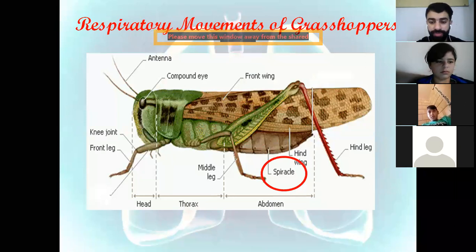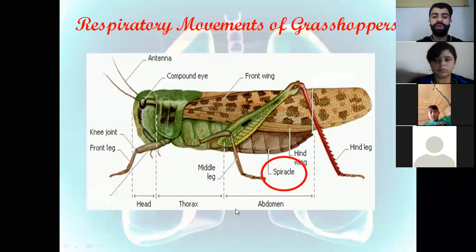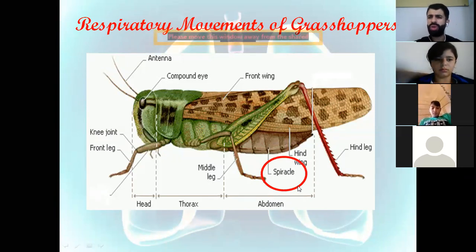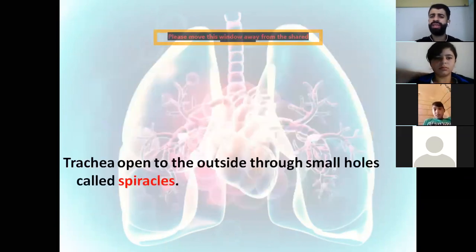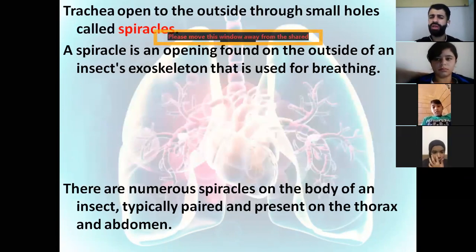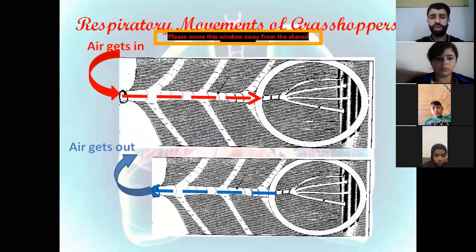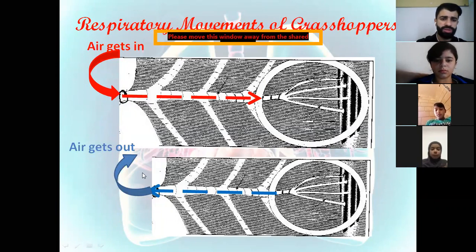So here, the spiracles are found in the abdomen region and in the thorax region, and they are used for breathing. So, about the respiratory organ in insects, is it the spiracle? You will say. Air gets in through these pores, and air goes out.